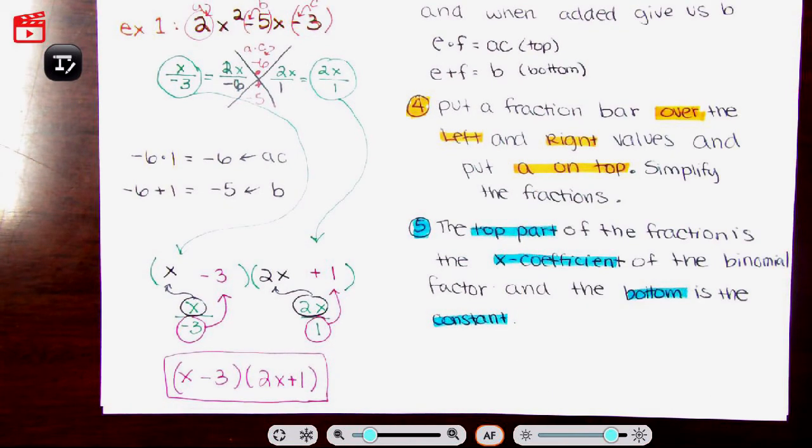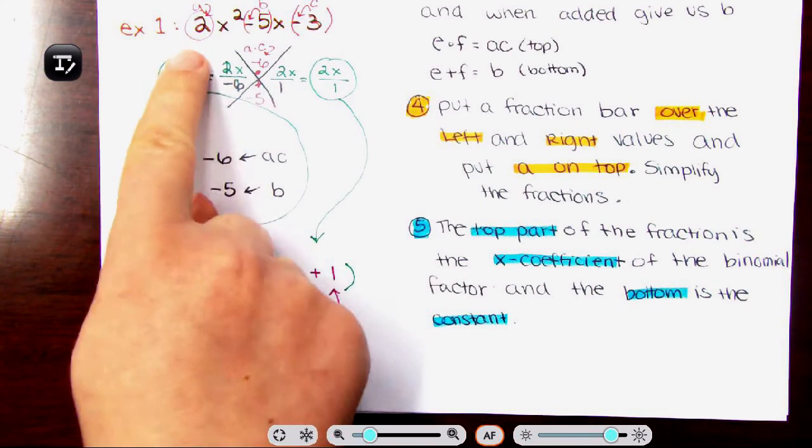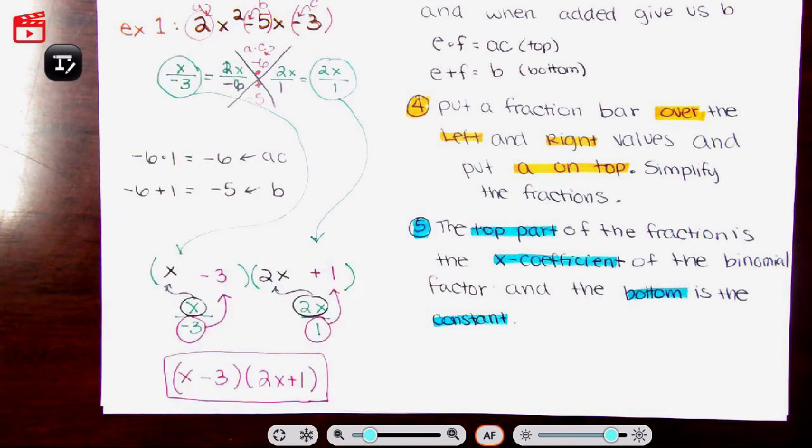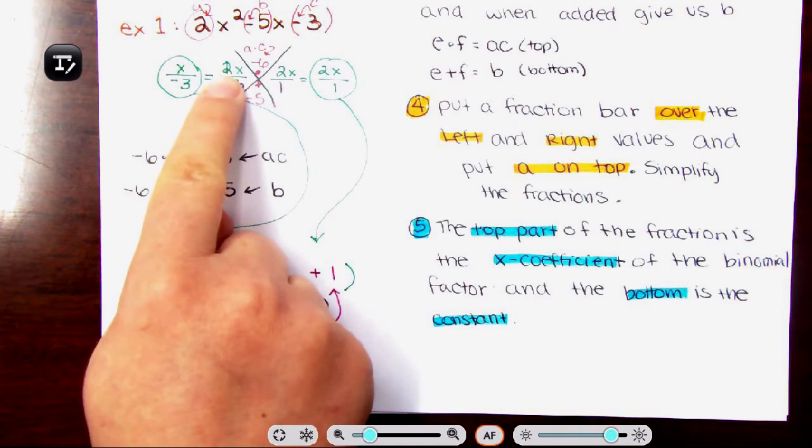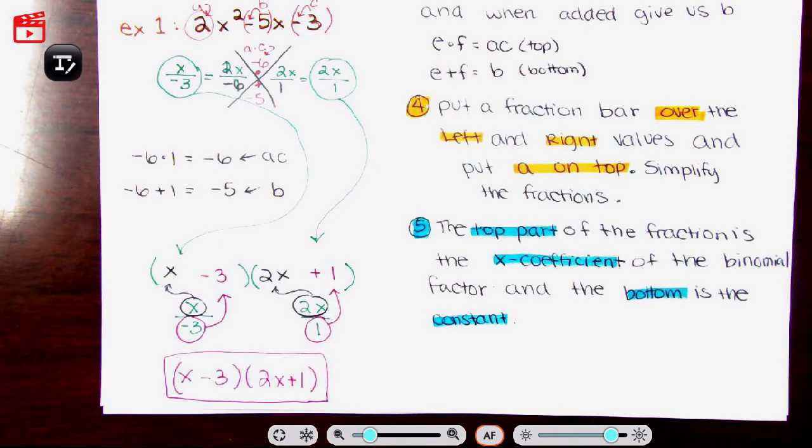Now, this method also works if you don't have a coefficient out in front here. If your coefficient is 1, you just have 1 instead of a number. So here, instead of writing 2x, you just write 1x because the number is 1. What is A? A is 1 if you don't have a number out there. Okay, so that's option number 1.